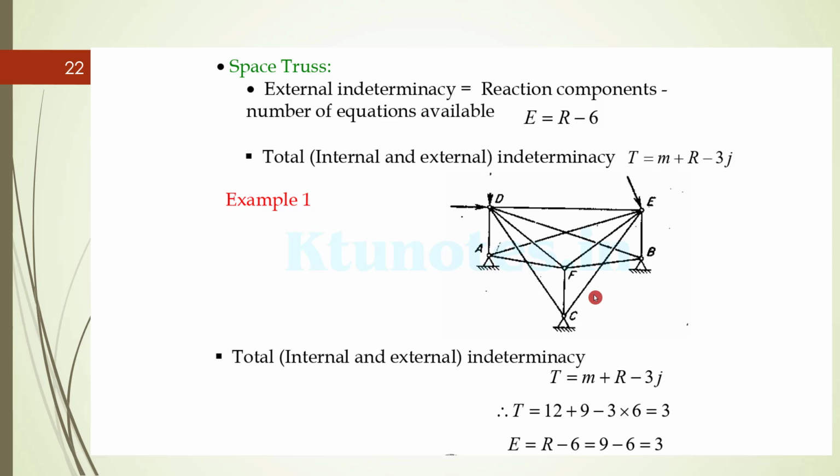In the case of the space truss, the external indeterminacy is equal to reaction components minus number of equations available. You know, for the space, 6 equations are available: sigma V equal to 0, sigma H equal to 0, sigma in the direction of Z is equal to 0, and all the moments in all the 3 directions are equal to 0. So total external and internal indeterminacy is equal to T plus M plus R minus 3J.